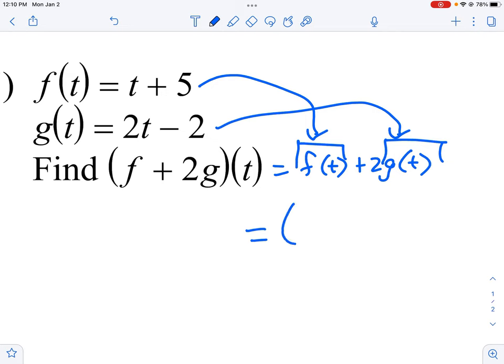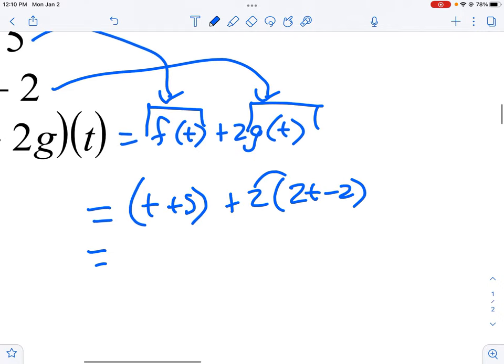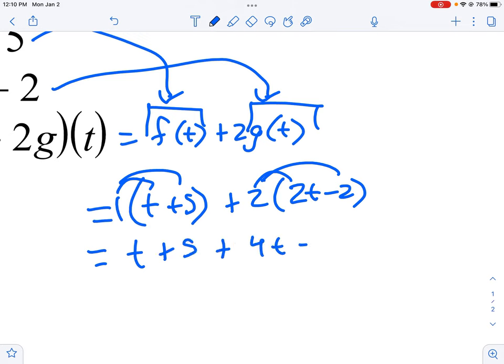So I'm going to put the f part is t plus 5, and then put plus 2, and then parenthesis what g of t equals, which is 2t minus 2. And then the rest of this is just simplifying. So you get rid of parentheses by distribution. This doesn't have a number in front, which means there's a 1 in front. We're going to distribute 1, and it gets rid of things pretty quick. So we got t plus 5 plus 4t minus 4.